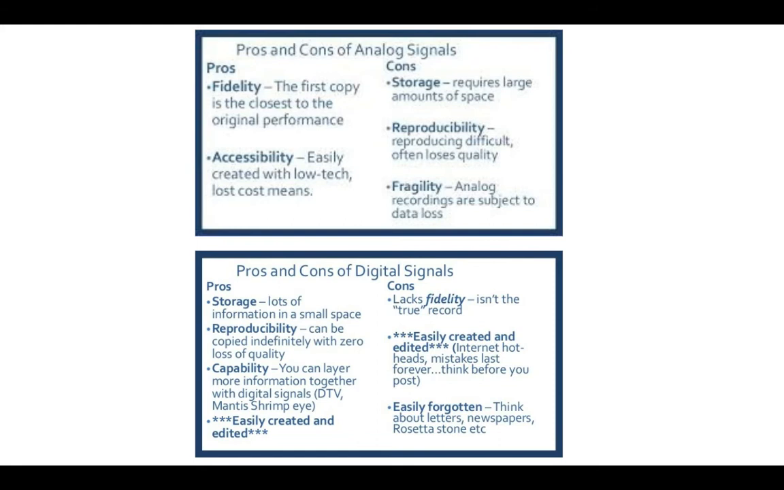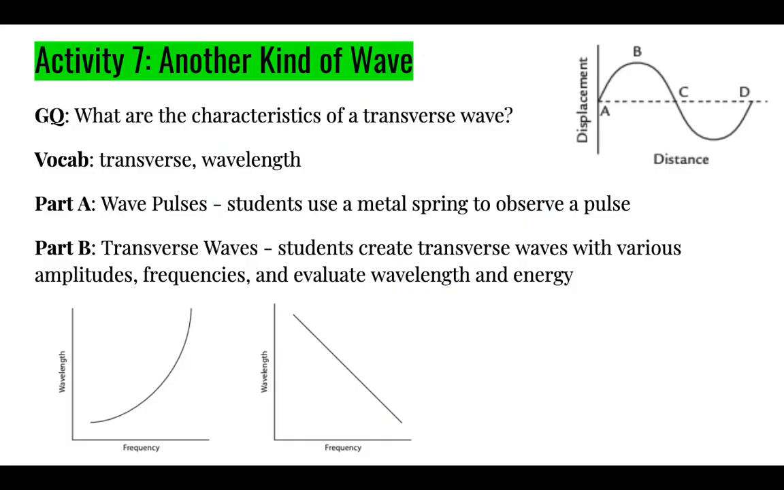So this is a great diagram to make a Venn diagram, pros and cons, what's similar. They're both transmitting information. We're talking with analog and digital signals. At this point, we were using sound waves. Then we switched to another kind of wave.